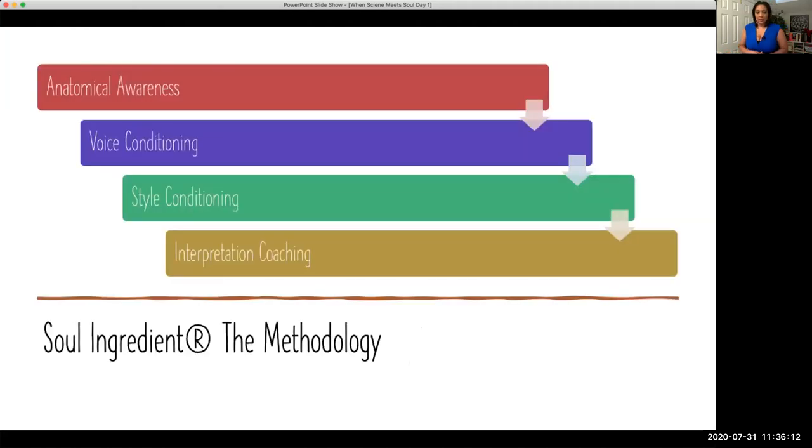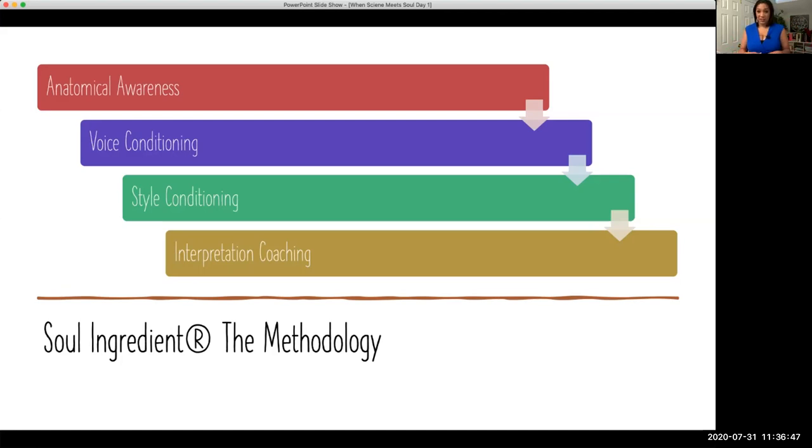So when we look at the methodology, we organize these things into 4 categories. Anatomical awareness, voice conditioning, which is like vocal fitness, but I can't use vocal fitness because that is copywritten. Probably didn't know that, vocal fitness training. But vocal fitness, voice conditioning. How do I just get my instrument, for my instrument's sake, stronger? It's going to the gym, it's the calisthenics, it's the lifting weights.